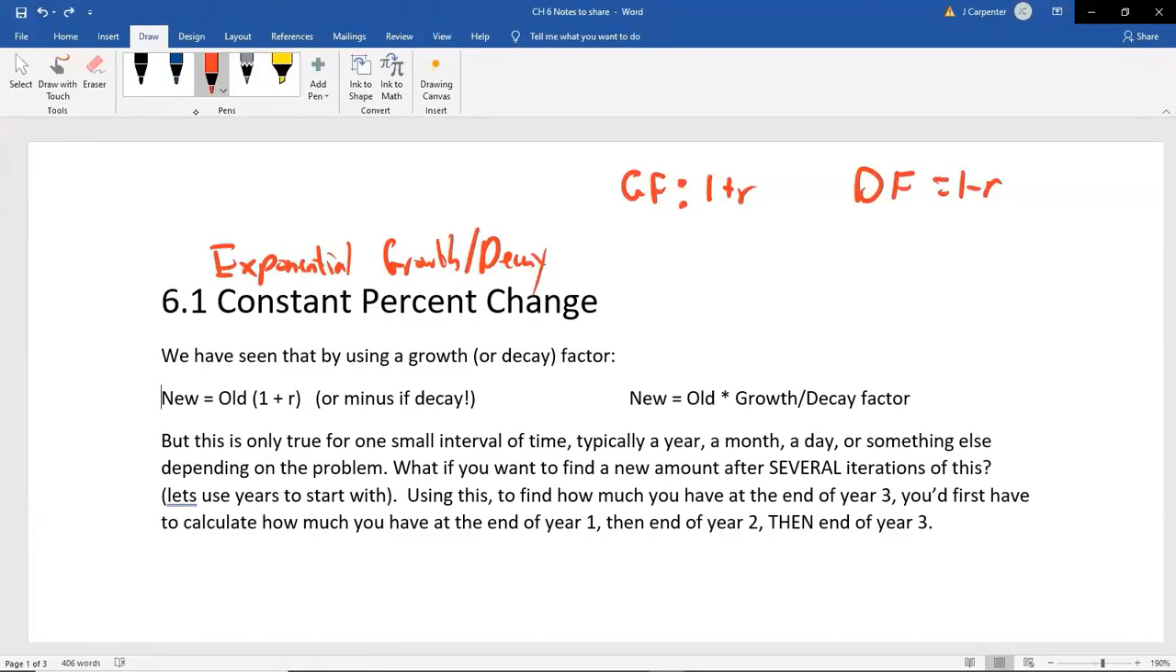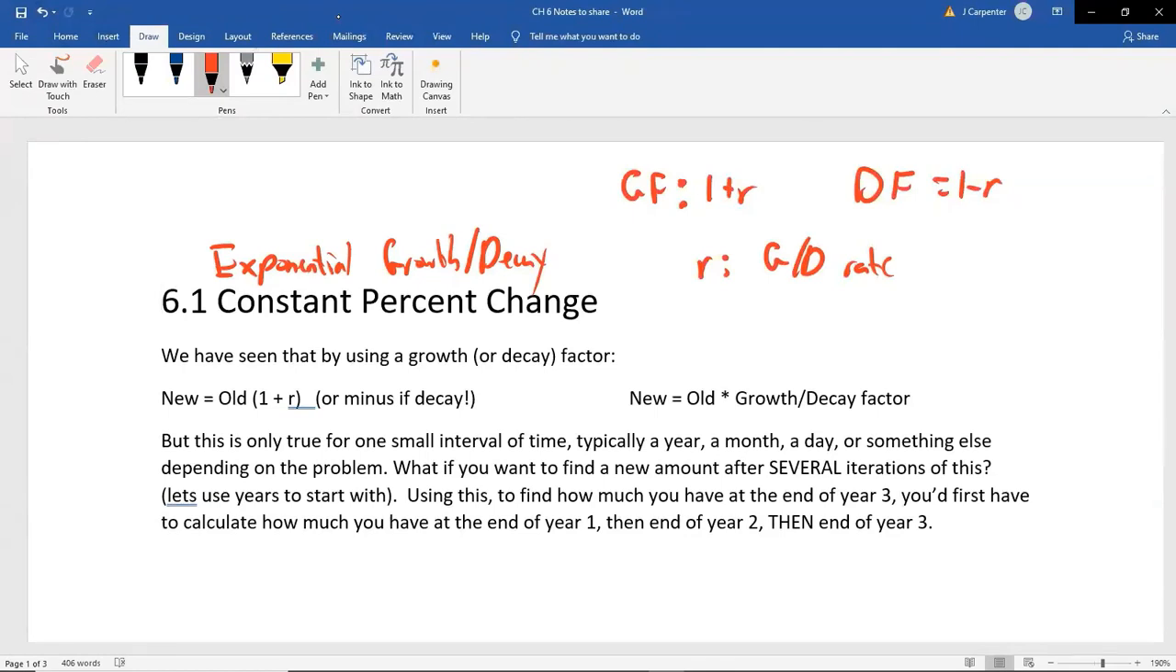So we have seen that by using a growth or decay factor, when something is changing by a percentage over a year, we can find the new year's amount based on the old year's amount times its growth factor, where the r is the growth or decay rate. Again, these are all just reminders. Everything I've said so far is not new. So this is like, all right, you have a savings account that gains 5% interest annually. So if you put $10,000 in the account, you can find the interest by just taking the 10,000 times your 5%, or you can find the new amount by taking 10,000 times 1 plus 0.05, which is the 5% converted to a rate.